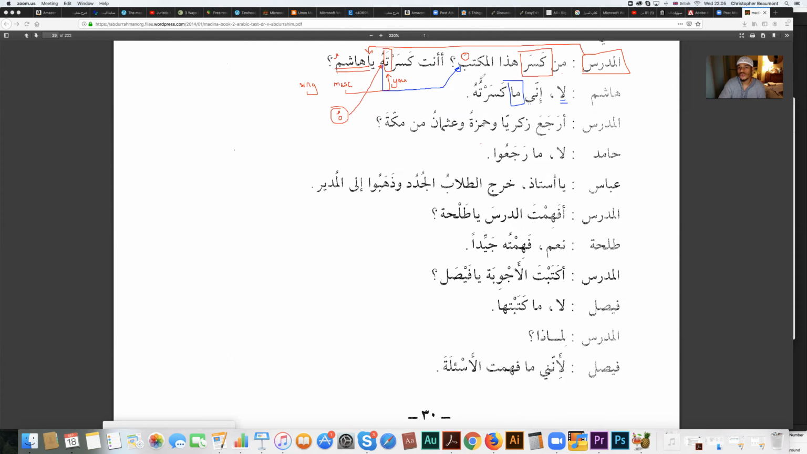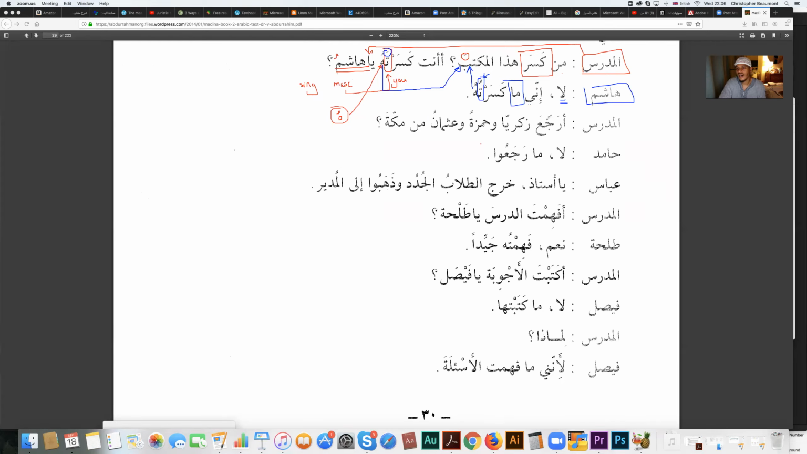Ma kasartu. Now look at this word here, or this letter. Notice that it's different from the vowel sound that was on the first one. Here we have a dhamma. Why? Because Hashim, he is the one that is speaking. So he speaks about himself and says the verb with the tu sound at the end. That's how you can render a verb to speak about yourself in the past by just adding the tu and changing the vowel sounds of the other letters. Anyway, the scene goes back to al-maktab again.